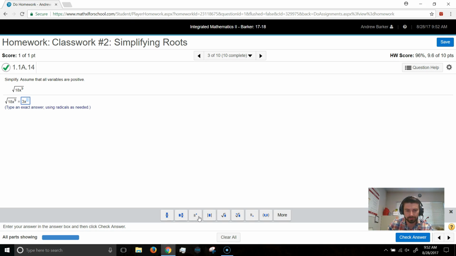3x to the 4th. And I use the arrow keys to get back down. Sometimes it's hard to get out of the exponent. Make sure when you're using square root, use this one and not that one. This one's for roots other than the square root, but we're dealing with square roots right now. So make sure you're using this one that doesn't have that little blue box. Okay.